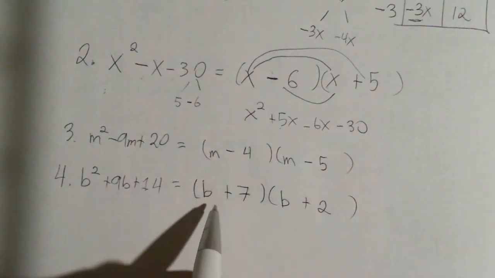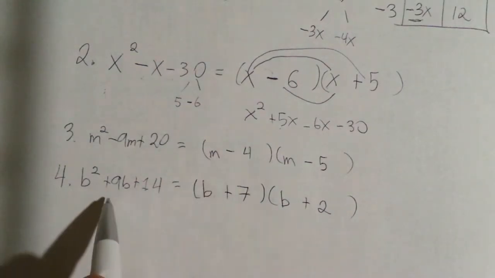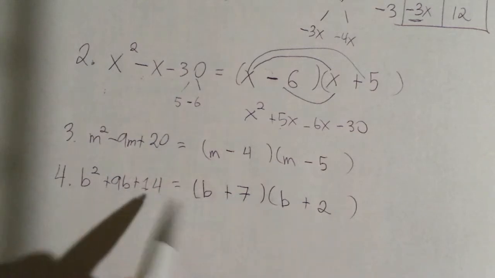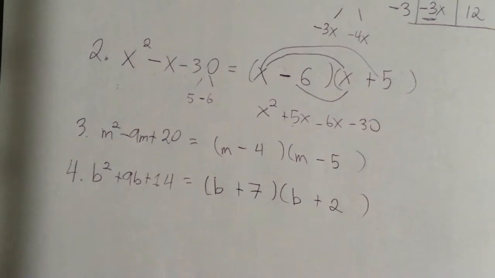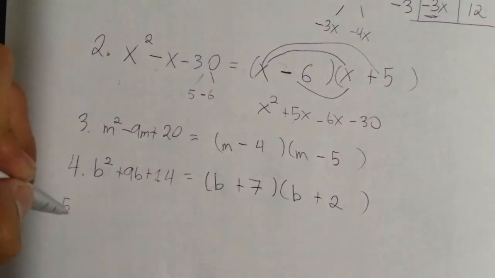Distribute this all out, you would get a 2b, a 7b, which makes our 9b, and 7 times 2 makes the 14. So you should be getting to a point where these are simple, at least when they have a coefficient of 1. Our next two examples have coefficients of 1, so let's look at those.